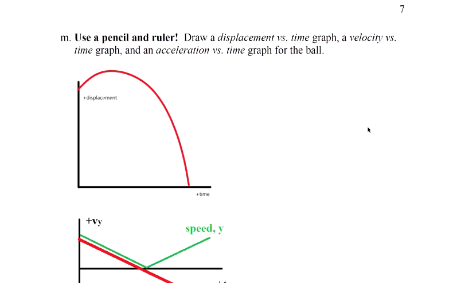Part M, use a pencil and ruler, draw a displacement versus time graph, a velocity versus time graph, and an acceleration versus time graph for the ball. So this is what a displacement versus time graph would look like. It was thrown up initially. That's why the slope is positive in the beginning.